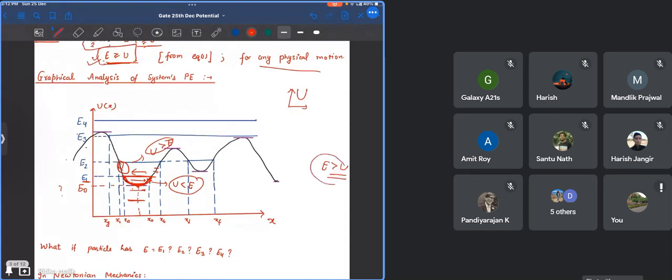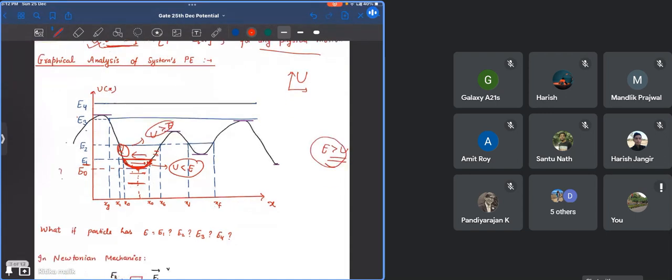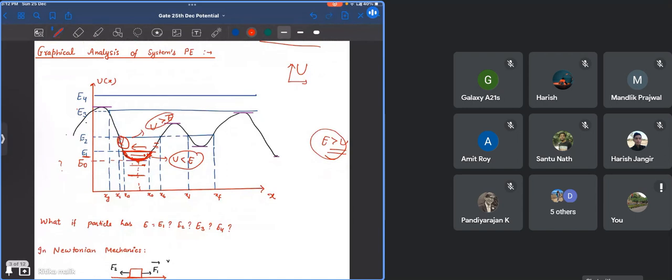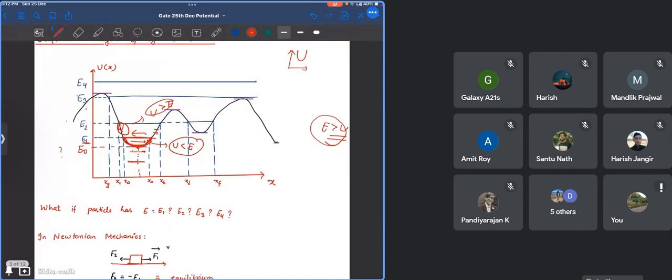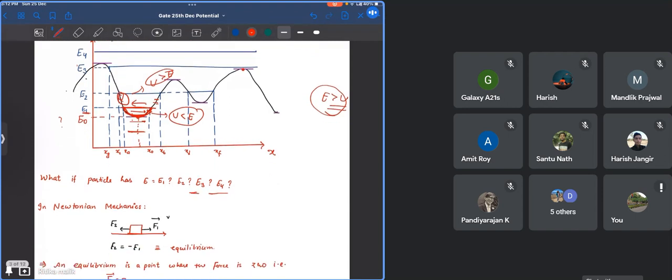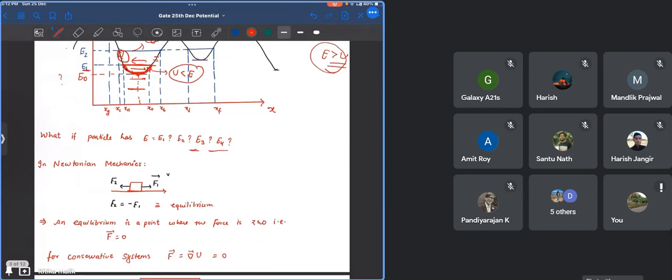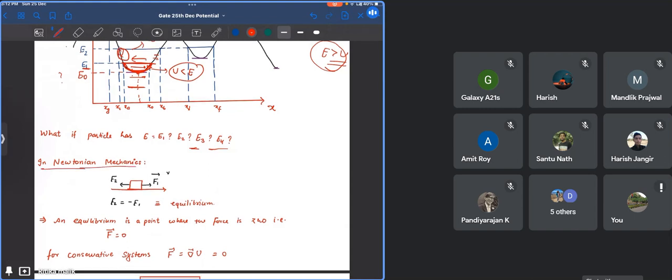And this is because of this condition for the particle that your total energy is greater than potential energy. And we have to find out how it is going to behave in other energy levels like this one too. And for that, we will have to find what is the equilibrium. So I think you have already learned this condition of equilibrium in Newtonian mechanics.